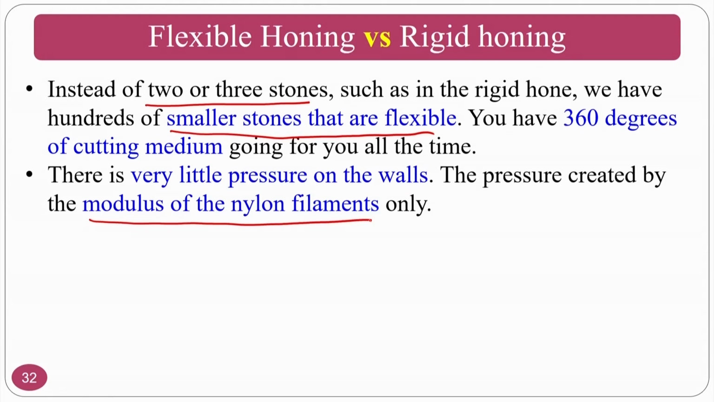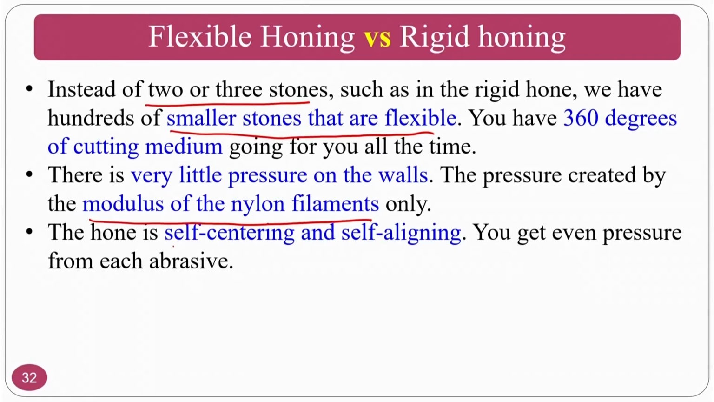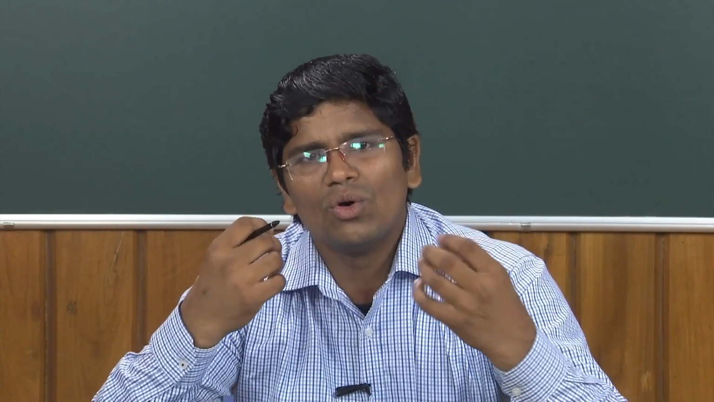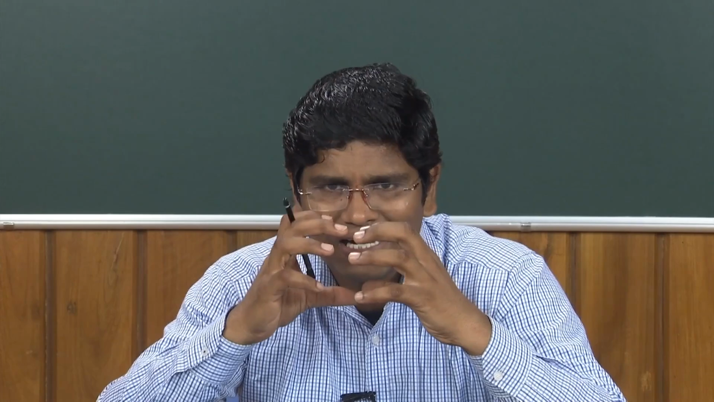Basically, some of the companies will make nylon filaments and other things. So, the tool is very flexible. It is not too rigid like a rigid one. So, the surface finish that you are going to get is better, and the hone is self-centering and self-aligning. As you have seen in the previous one, the dimensions are changing. If the dimensions are changing, what will happen? It will align by its own because of the size change. It can go to a bigger diameter, it can contract to a smaller diameter and other things.